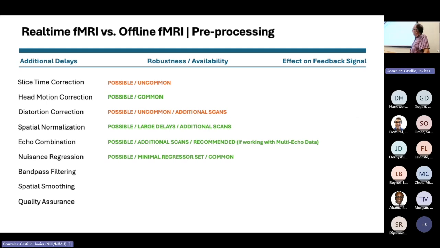Any questions about all of this so far? Another thing that's slightly different when thinking about whether we're doing pre-processing offline or in real time is nuisance regression. It can definitely be done. You should do it, but it's not like when you're doing it offline.